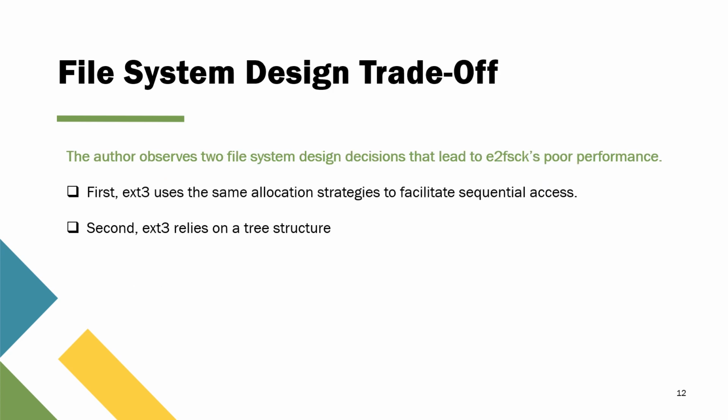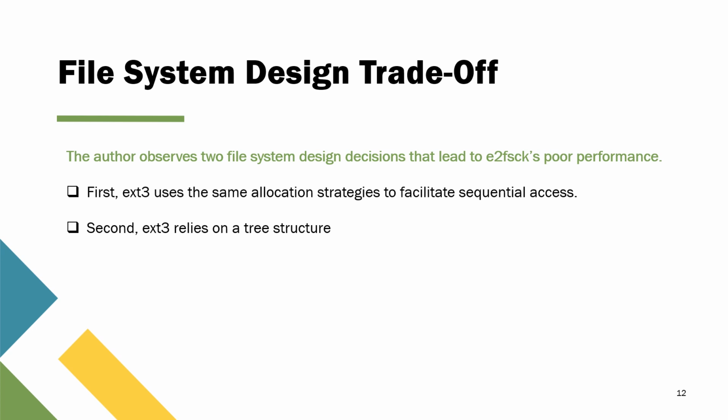Now I will talk about the file system design trade-off. The author observed two file system design decisions that lead to the ext2 file system checker's poor performance. The first one: the ext file system uses the same allocation strategies for the data blocks and indirect blocks, storing them in a continuous fashion to facilitate sequential access.